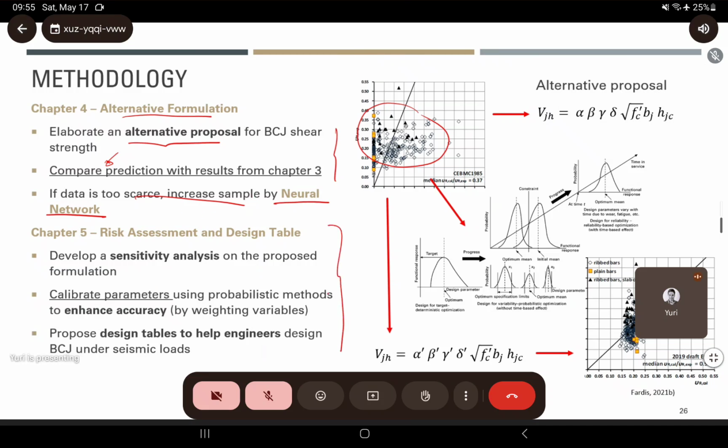Chapter 5 is related to the risk assessment, and what we want to do is design the table for engineers. After the proposal is done, we want to do a sensitivity analysis to see what variables have a high impact. And with that amount of data, we want to recalibrate if there is a need and weight different variables in order to decrease scatter. Once we have that done, we're going to use this formulation to create a design table for engineers to help them design joints in cyclic situations.